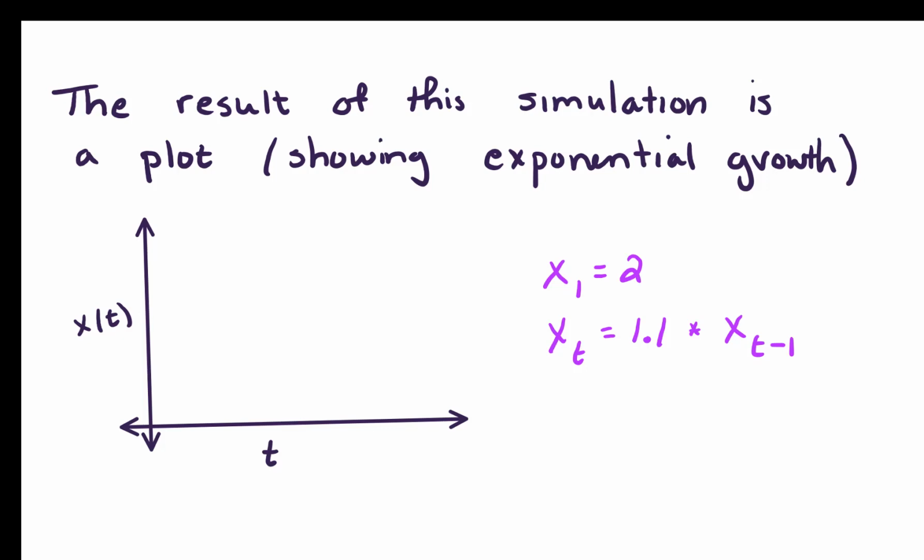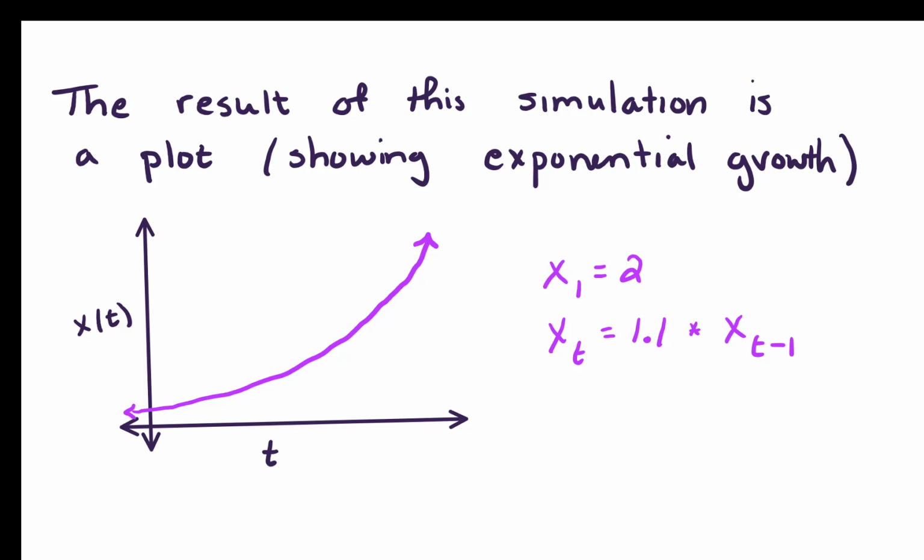So in the last video we talked about modeling a discrete time model with one variable, and the result of that simulation was a plot that looked like exponential growth. And if we look at the plot, it looks something like the following. We did this in MATLAB, and as you recall, we had x sub 1 equals 2. That was our initial condition, our starting value for x at time equals 1. And x sub t equals 1.1 times x sub t minus 1. So that 1.1, that was our growth rate that we chose for the model.